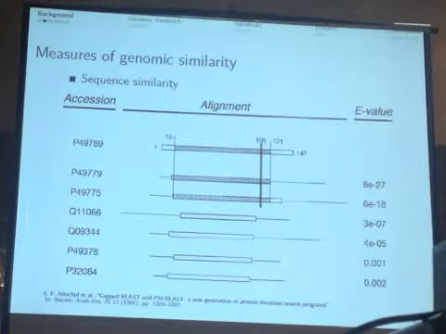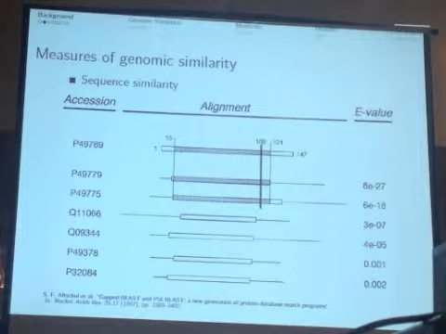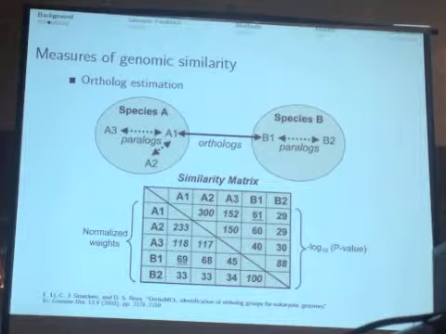As a comparative genomics lab, one of the things that we're very interested in measuring is genomic similarity. The simplest form of measuring this is simply sequence similarity, the most classic algorithm, of course, being BLAST. Once you have BLAST results like this, you can take that a step further and do some sort of ortholog estimation.